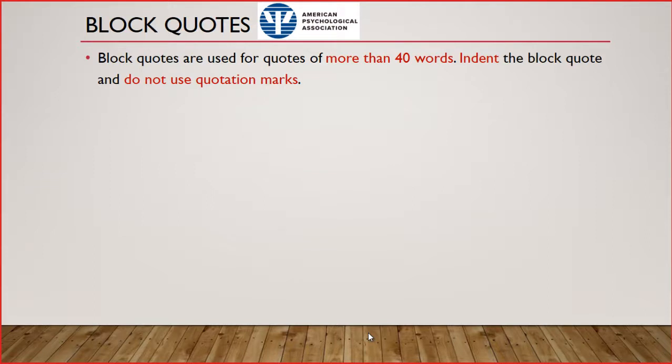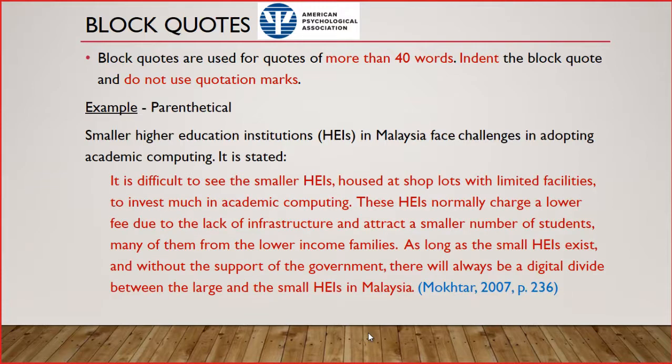Now another type of quote, the second type of quote is what we call block quotes. Block quotes in APA, so this is the first one, APA, are used for quotes of more than 40 words. So for block quotes, we do not use quotation marks, but we indent in a block. Example.